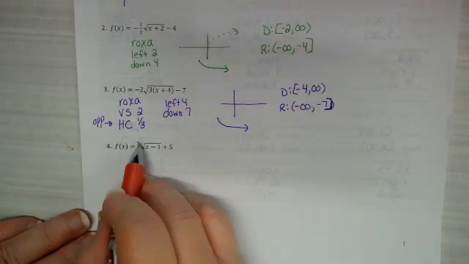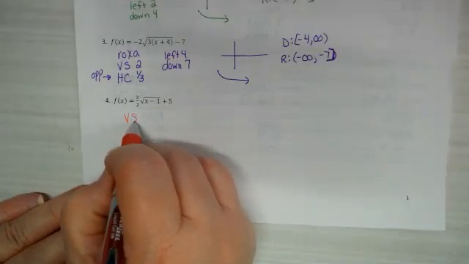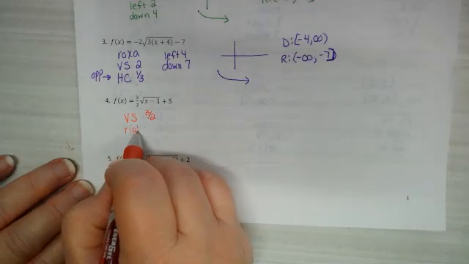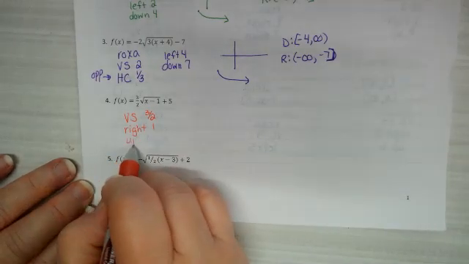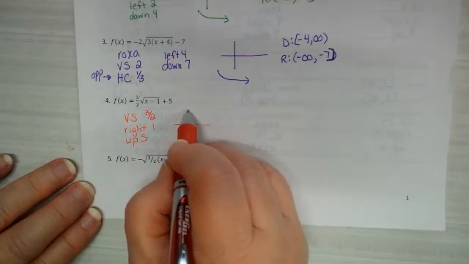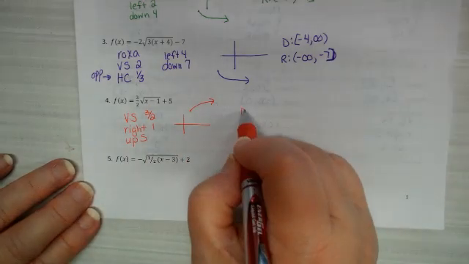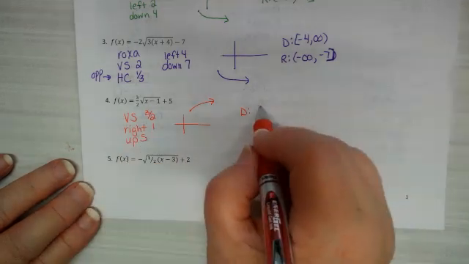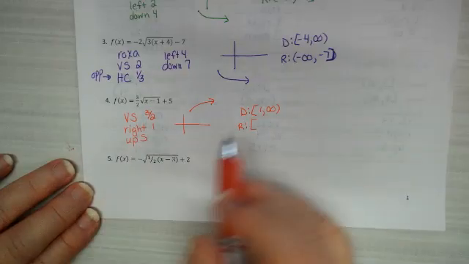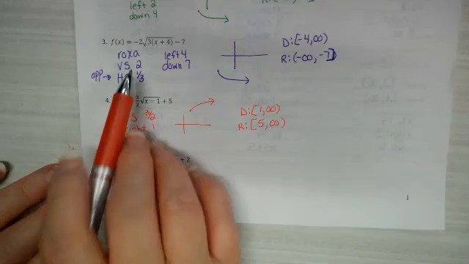This one, I've got 3/2. Is that bigger than 1? I think so. So that's a vertical stretch by 3/2. X minus 1 goes to the right 1, and then that +5 goes up 5. So if you're picturing your graph, right 1, up 5, it was not a reflection, so it's the top. So my domain starts at 1 to infinity, and my range goes from 5 to infinity. So the only time the range switches is if it's a reflection.